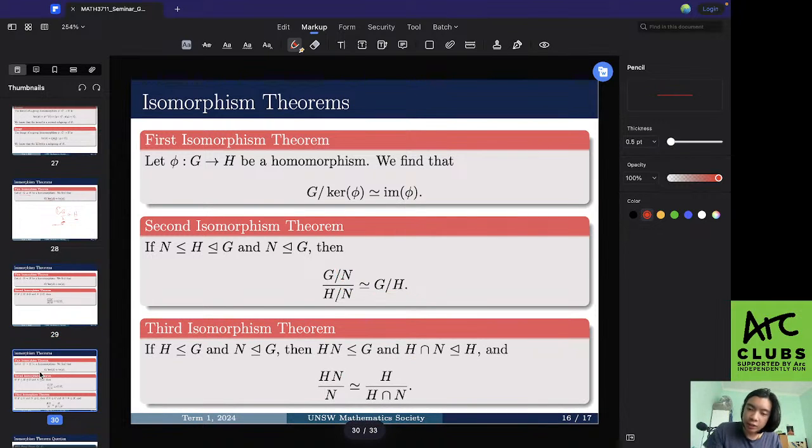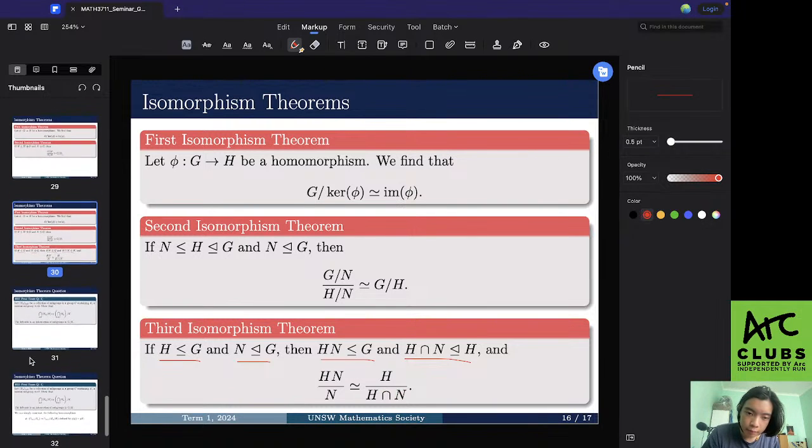In our third isomorphism theorem, if we have H being a subgroup of G and N being a normal subgroup, then we can conclude that HN is a subgroup of G and H intersection N is a normal subgroup of H. We have this isomorphism, HN on N being isomorphic to H on H intersection N.